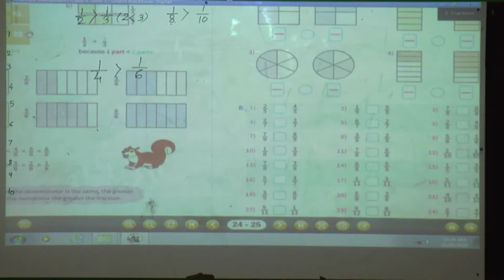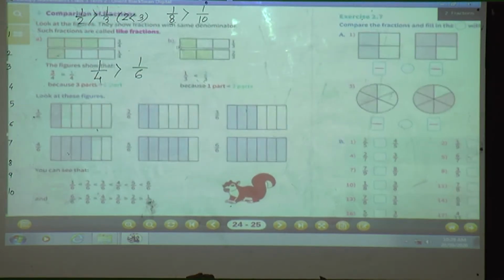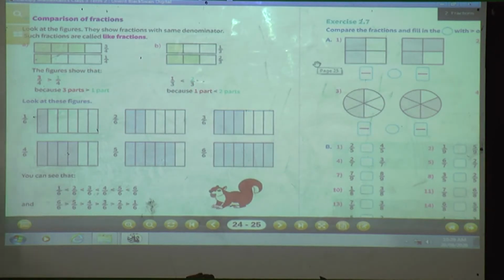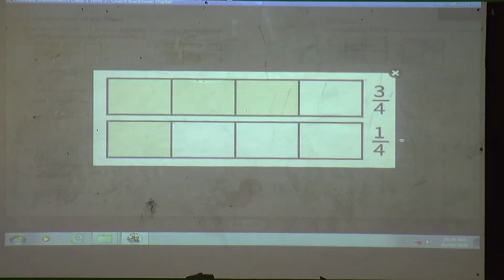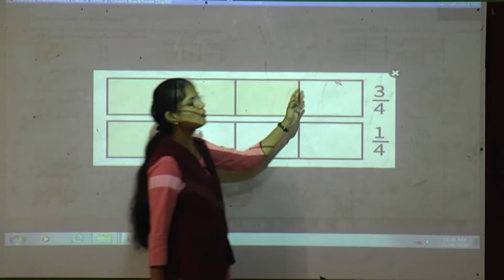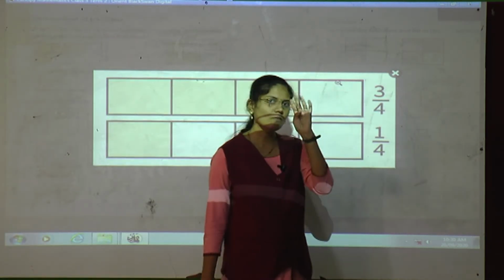So turn the page and look at the board here. See here, comparison of fractions. Now we will see how to compare fractions. Now see this first example, can you see this? Okay. Now see the first one. This whole is divided into how many parts? 1, 2, 3, 4. This whole is divided into 4 equal parts.